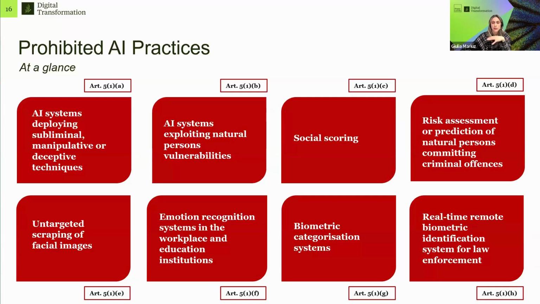The third prohibition, social scoring, basically targets classifying individuals or groups over a period based on their social behavior or specific personal characteristics.